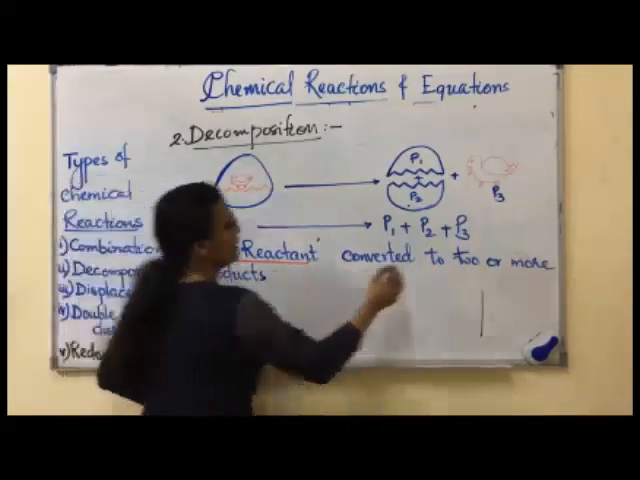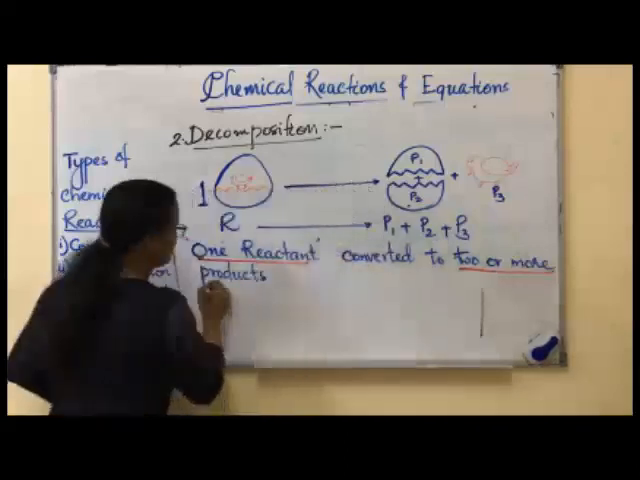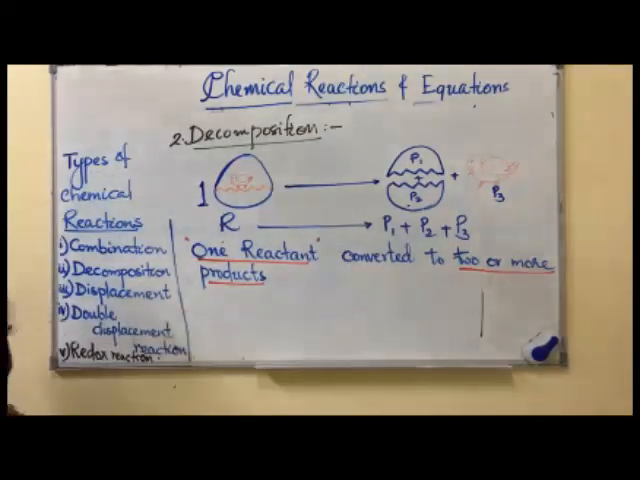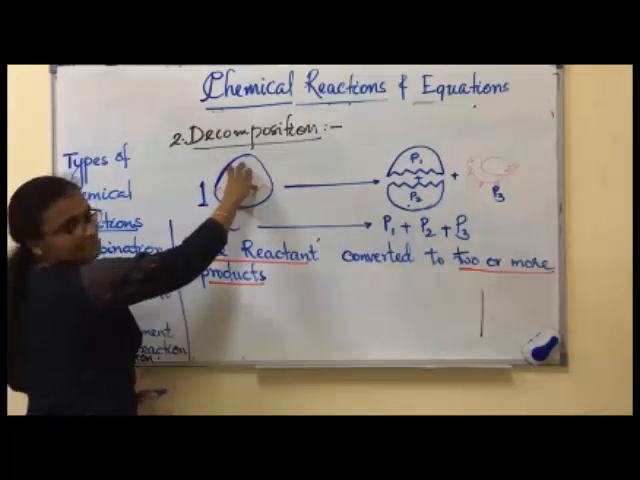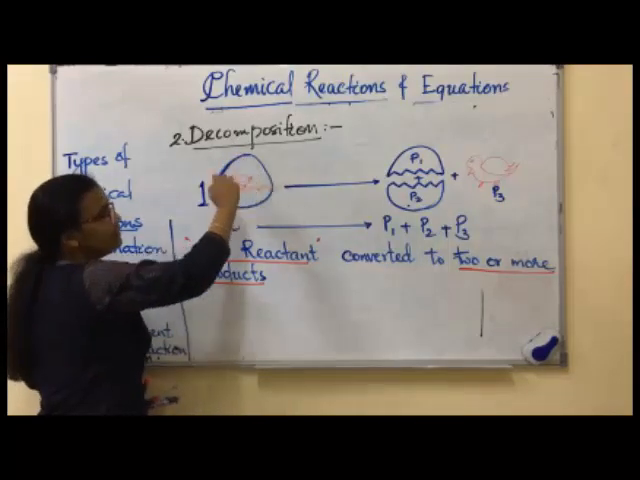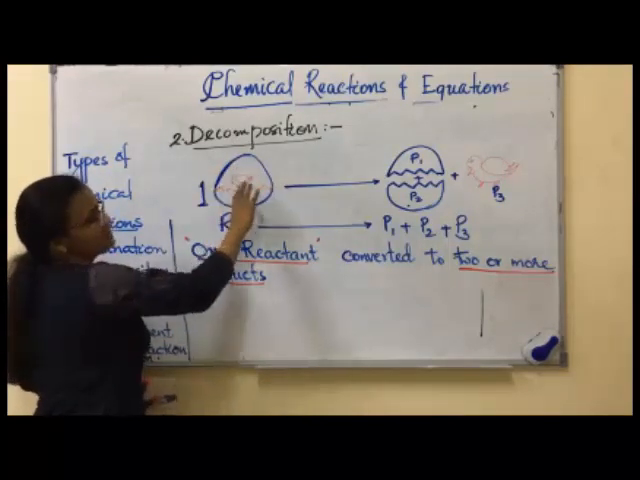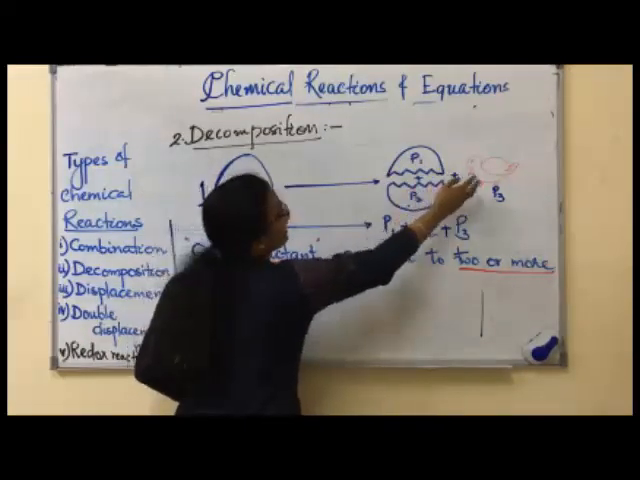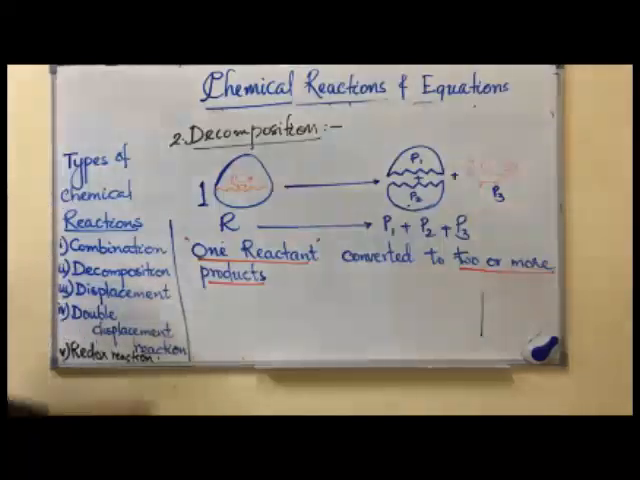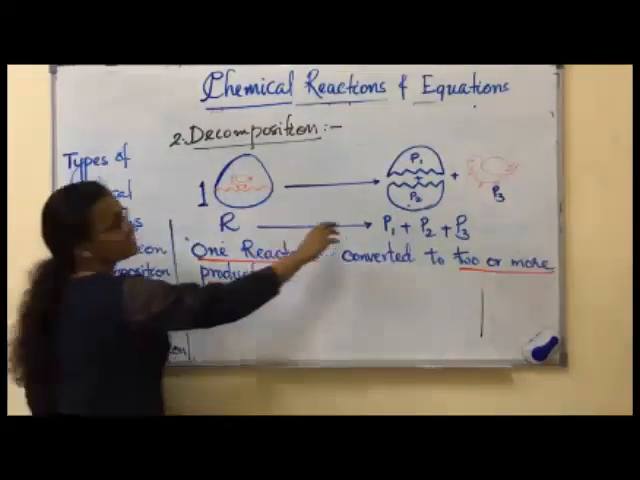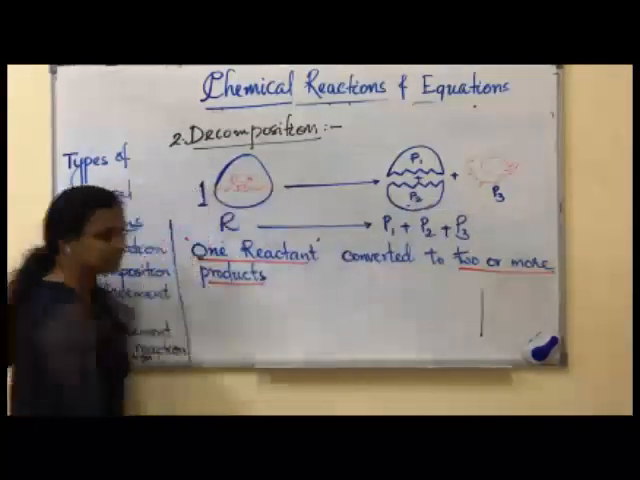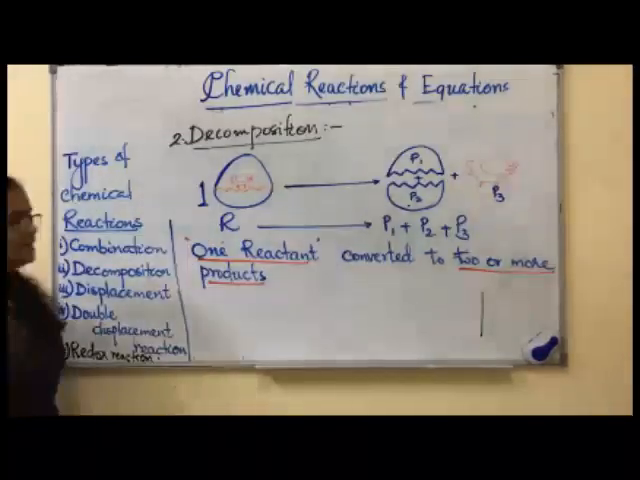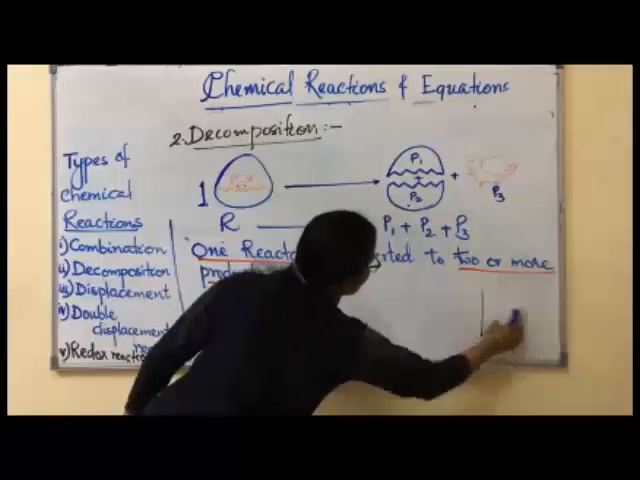Reactant will be 1 and the product will be 2 or more. Such reactions are known as decomposition reactions. So, in the beginning there is a single unit, the eggshell, with the chick inside. Once it breaks, it converts into 2 pieces of eggshell and a chick, separate. That means the one reactant unit is converted into 2 or more products. Such reactions are known as decomposition reactions.